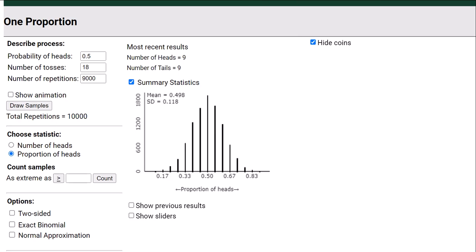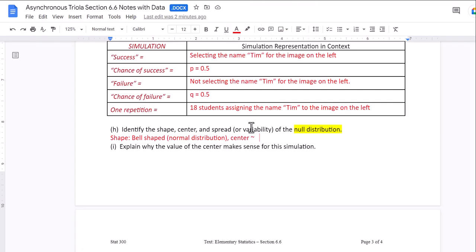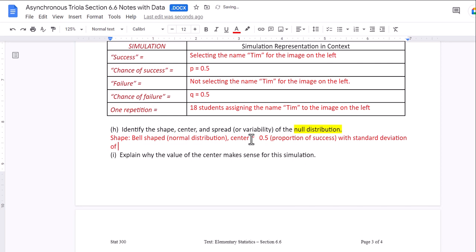Now let's go back to the notes and put that in. So the center is at around 0.5 for the proportion of successes, which means assigning the name Tim to the image on the left. And then with a standard deviation of, what was it?